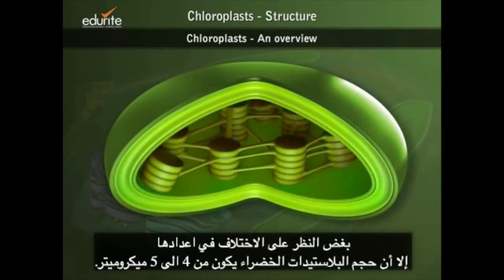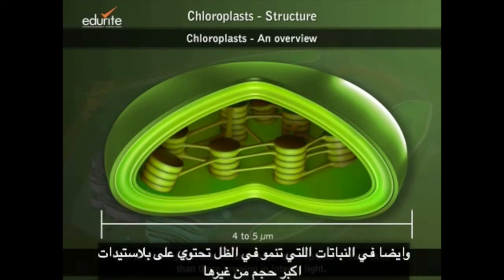Although the size of chloroplasts varies from plant to plant, chloroplasts are generally 4 to 5 micrometers in size. Also, plants growing in shade contain larger chloroplasts in their cells than those growing in intense light.